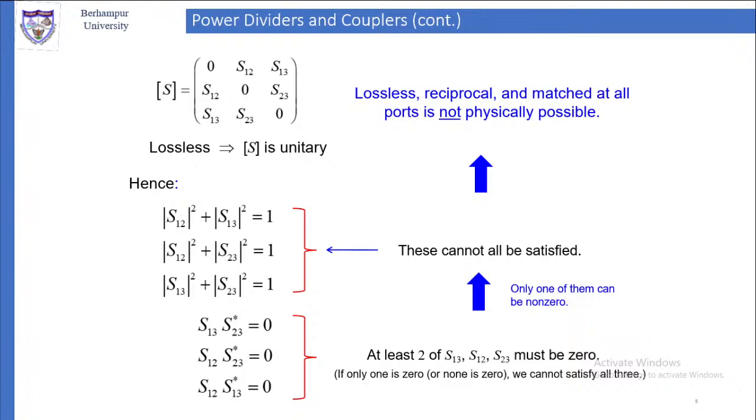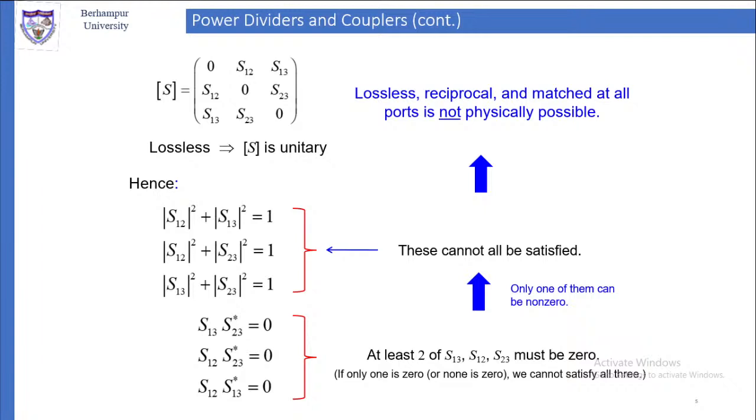the top row, if you square the elements of the top row and add them, that will be 1. Square the elements of the middle row, add them, that will be 1. Square the elements of the bottom row, add them, that will be 1. So S12 square, actually you take the amplitude. So |S12|² plus |S13|² is equal to 1. |S12|² plus |S23|² is equal to 1. |S13|² plus |S23|² is equal to 1. So that is condition 1 because of the unitary matrix.